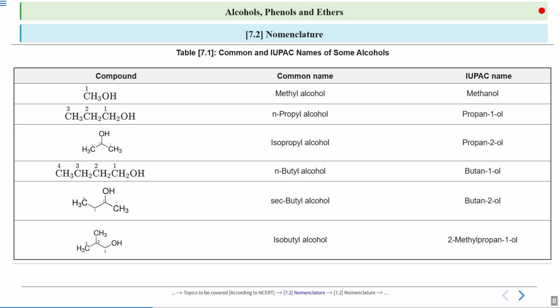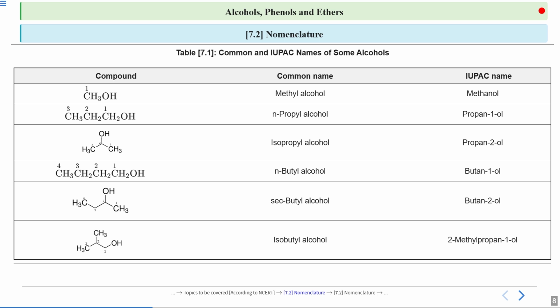Next compound is a 4 carbon containing alcohol. So common name n-butyl alcohol, and the IUPAC name butan-1-ol. The next compound is secondary butyl alcohol. The common name is secondary butyl alcohol because we have a secondary alcohol. The OH is attached to the carbon, which is bonded to 2 other carbons. So this is a secondary alcohol, and 4 carbons are present in our parent chain. Common name secondary butyl alcohol, IUPAC name butan-2-ol. At second carbon, OH group attached.